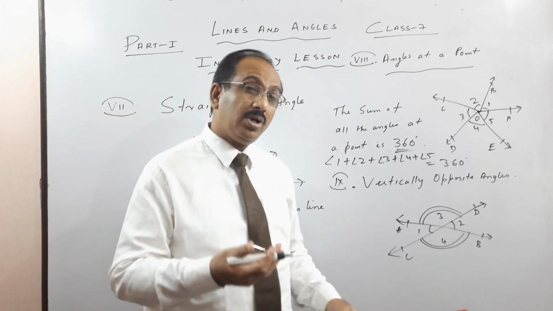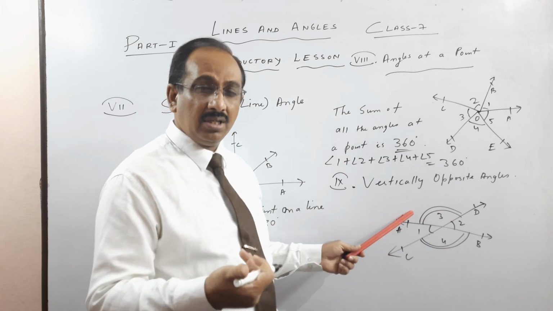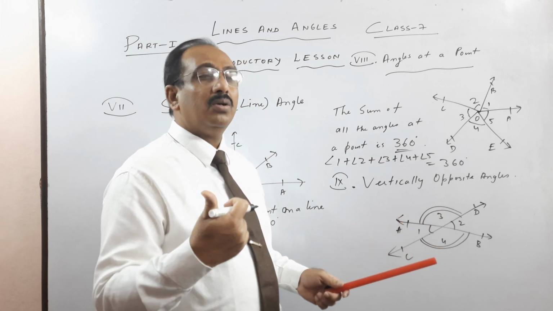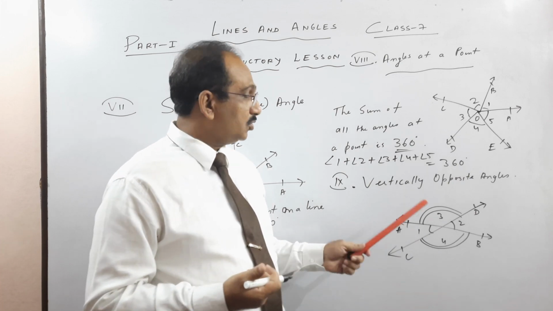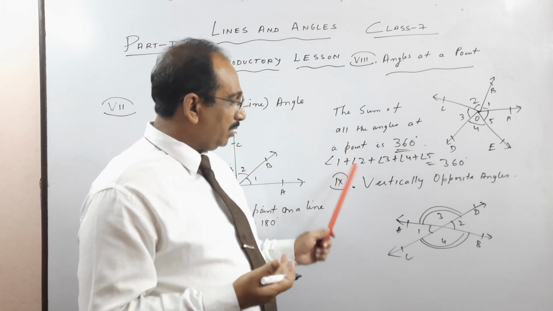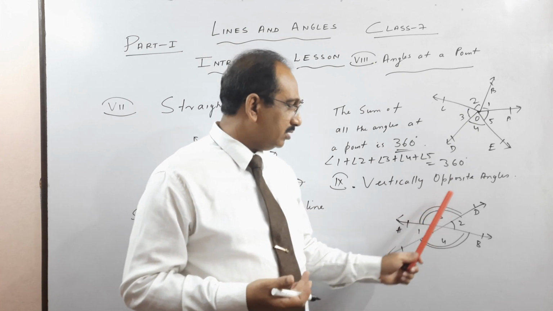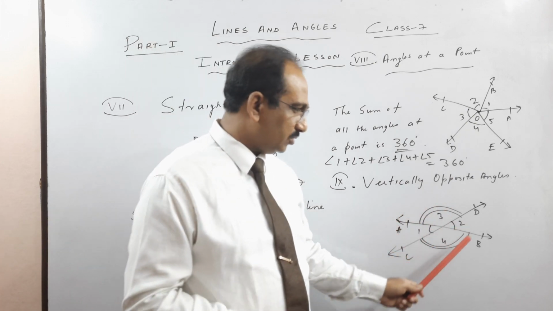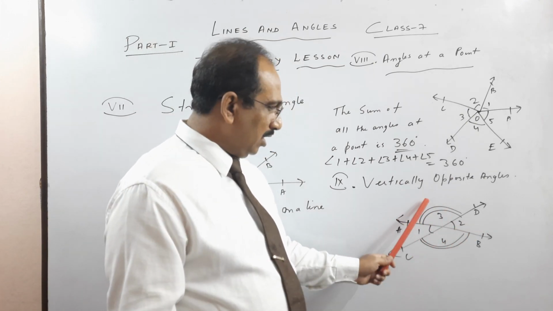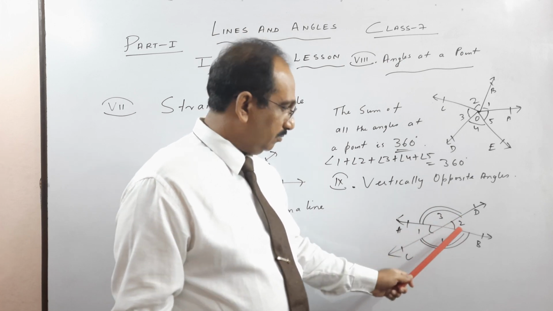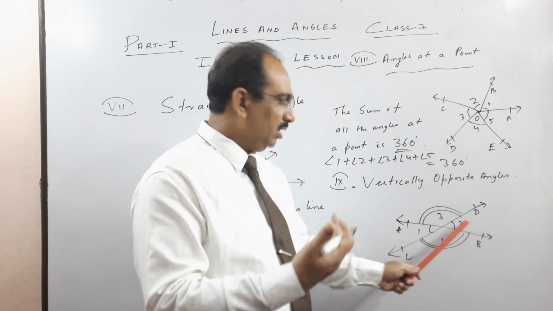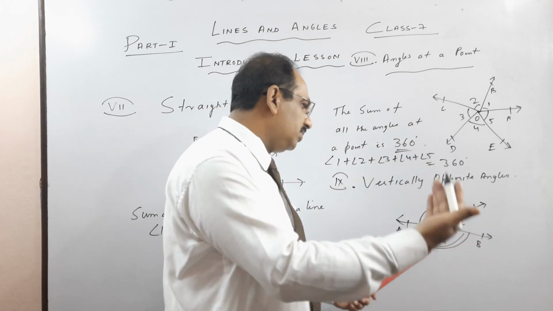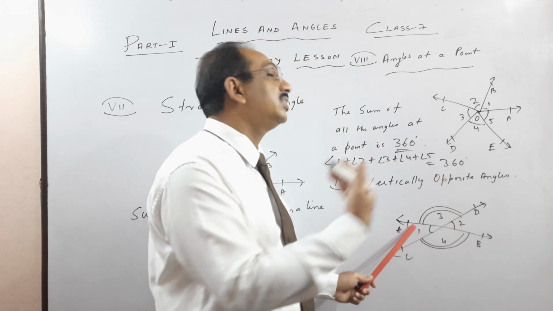Now we come to the more important concepts: vertically opposite angles, alternate angles, and then corresponding angles. We'll go to those in the next part. So here, one very important concept is called vertically opposite angles. See here, when two lines intersect, the angles having no common arm, these two, have no common arm. Vertically means, children, generally 90 degrees, and opposite means the other side.